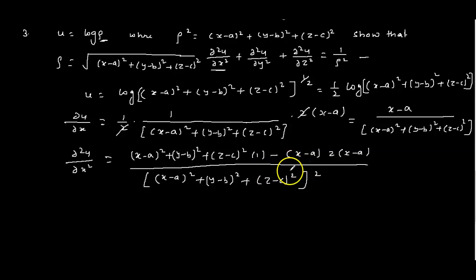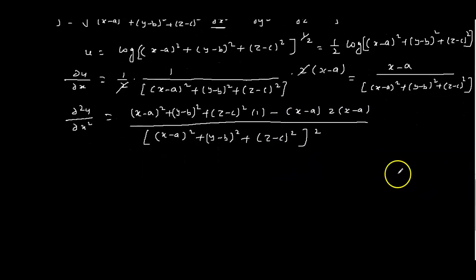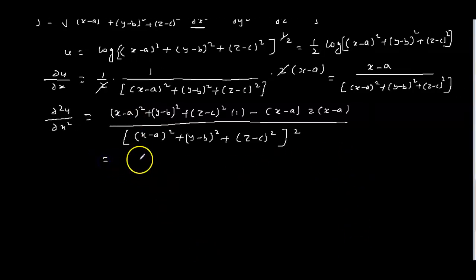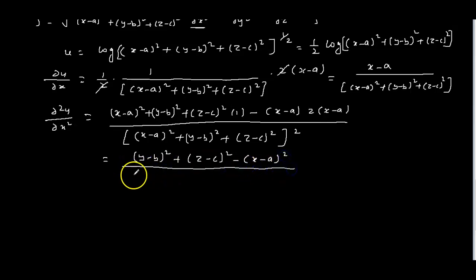So if you can take anything common here, this is 2 into (x minus a) whole square, and this is (x minus a) whole square. So I can write this one in the form of this (y minus b) whole square plus (z minus c) whole square. This is 1 minus 2. This becomes minus (x minus a) whole square, divided by the denominator as it is. So this is del square of u by del x square.